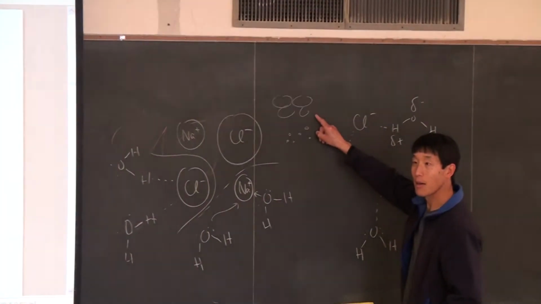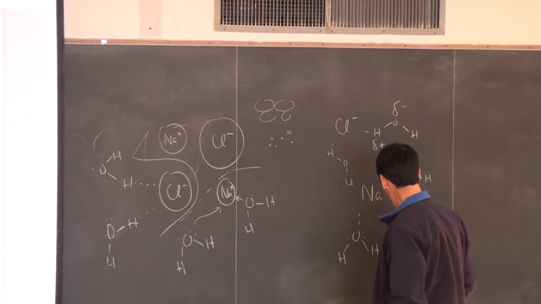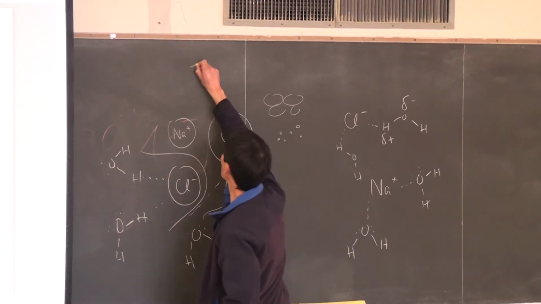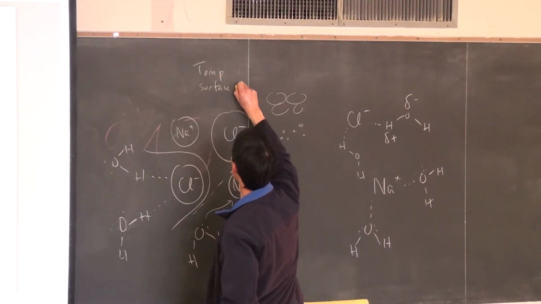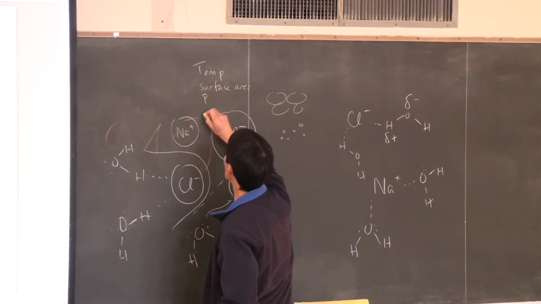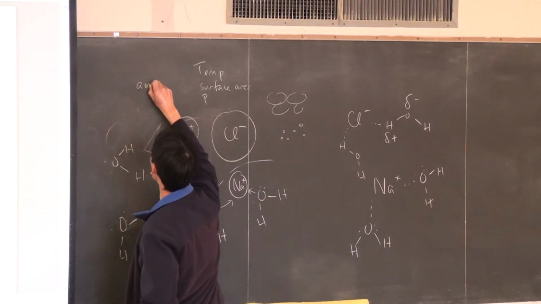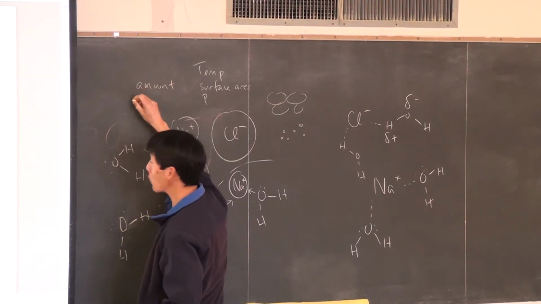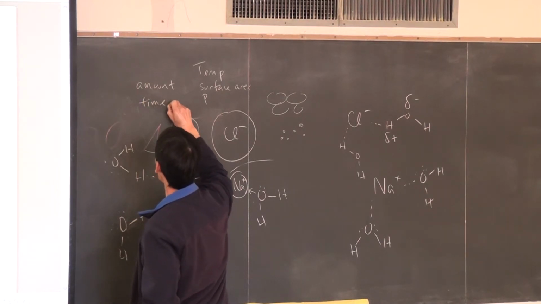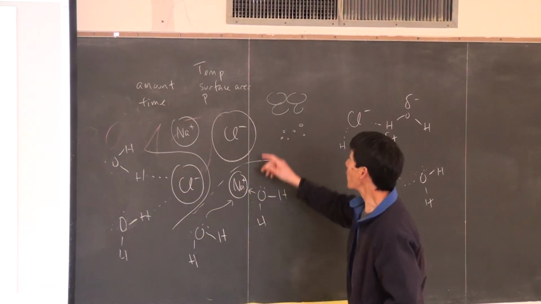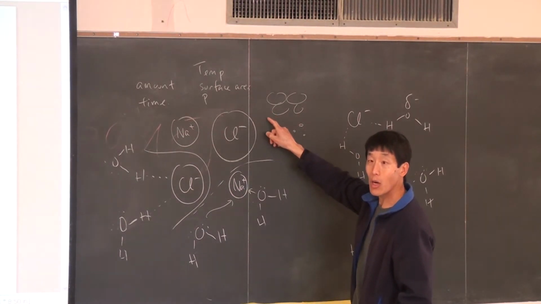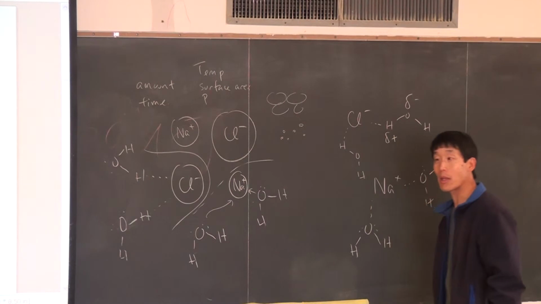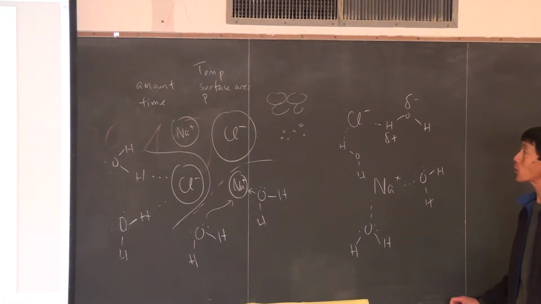What else? Let's see, there's temperature and surface area. There's pressure. There's the amount of coffee that you use. Yeah, time. So note that the amount of time the solid coffee is immersed in the water may determine the amount of caffeine or those other substances extracted from coffee. So these are a few factors.